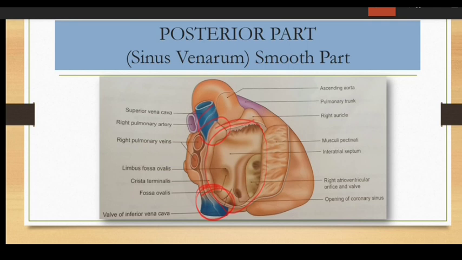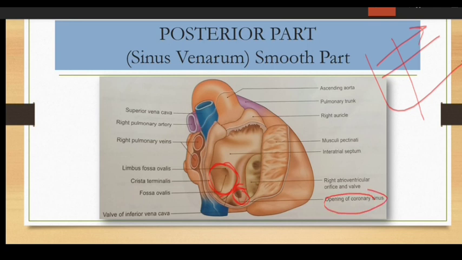During embryonic life, the valve guides the inferior vena cava blood to the left atrium, meaning toward this portion. So right atrial blood goes directly into the left atrium through the foramen ovale. In embryonic life, the blood goes directly from the right to the left atrium, right? And the coronary sinus. So where is the coronary sinus? This is the coronary sinus, right? This sinus is situated between the fossa ovalis and the right AV orifice, right?